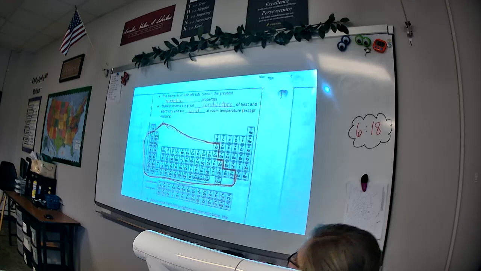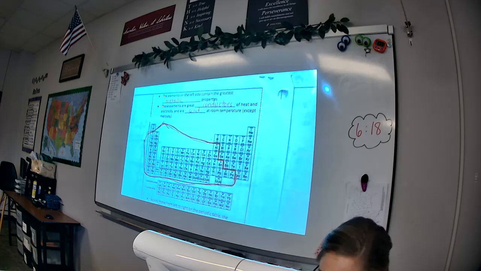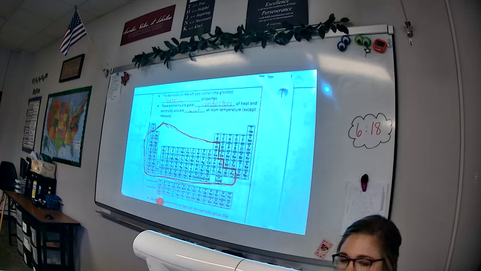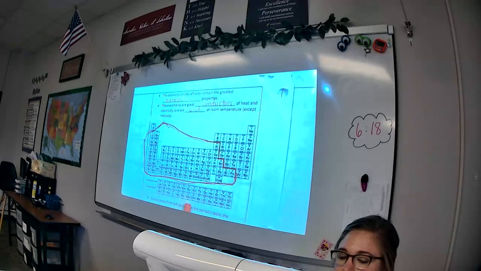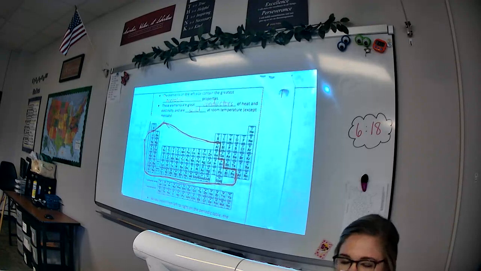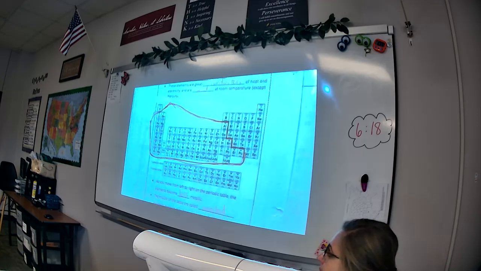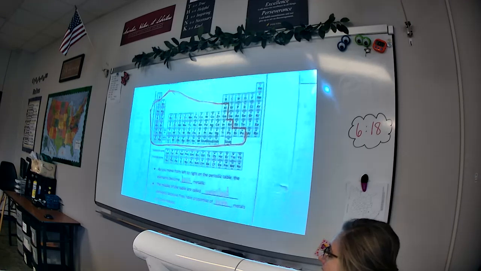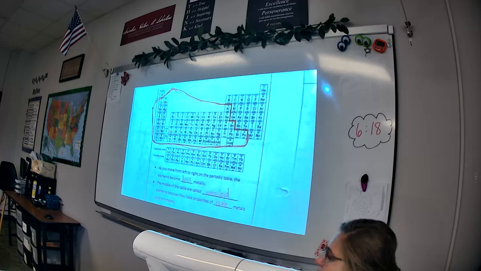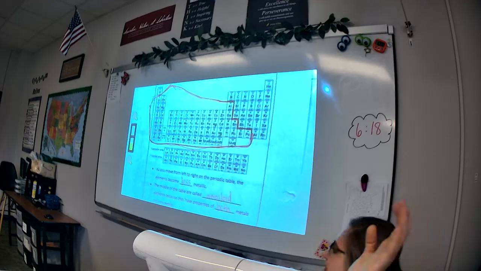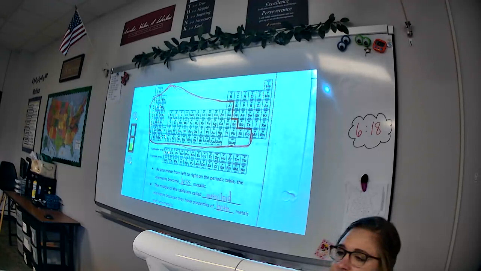Oh, but also, what about the lanthanides? Okay, lanthanides and actinides. You could include them in the metals, because when you circle the whole thing, you circle these guys. But they're also kind of their own grouping, so I don't really include them, but you could. Okay? All right.